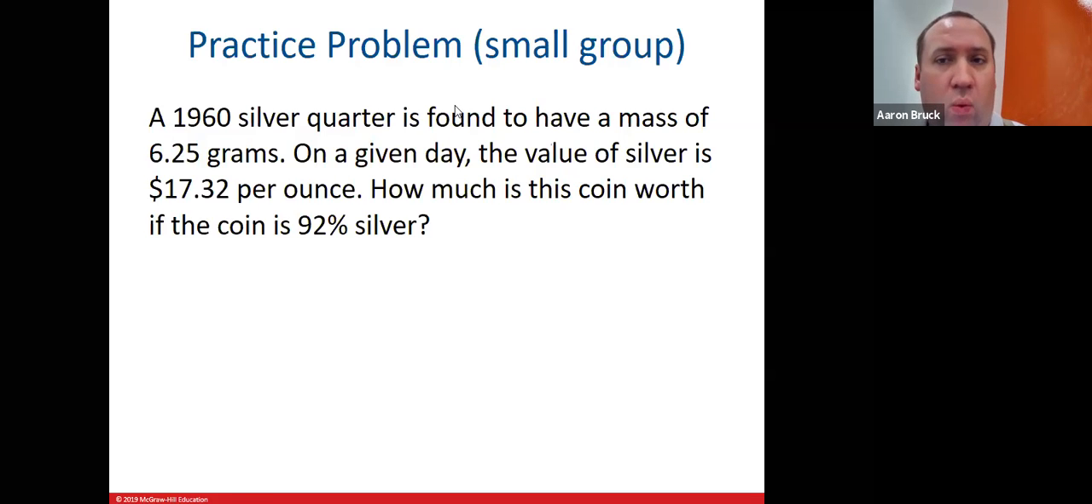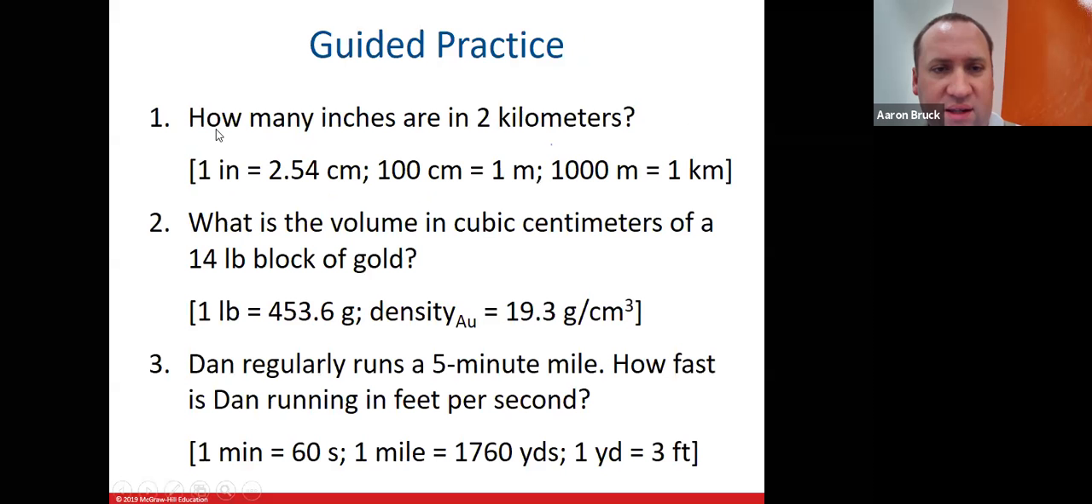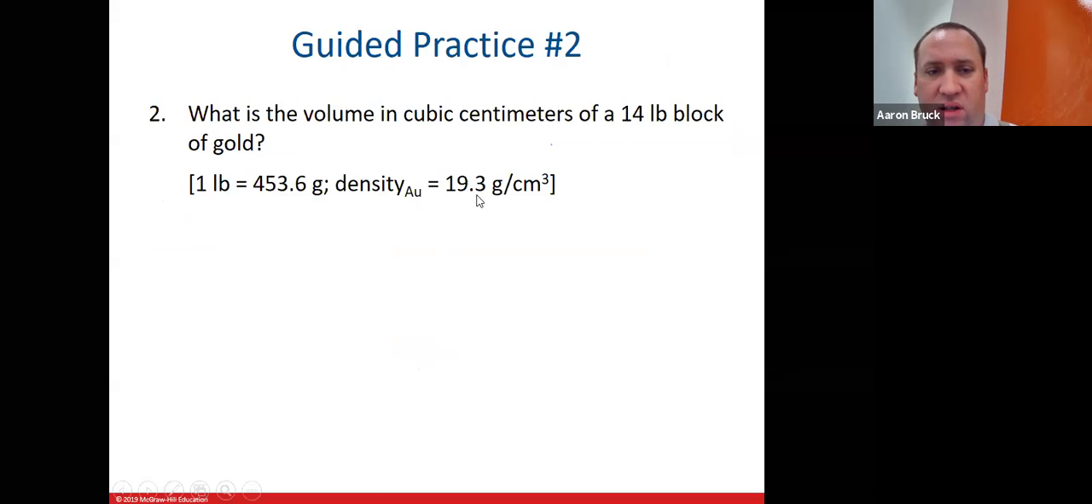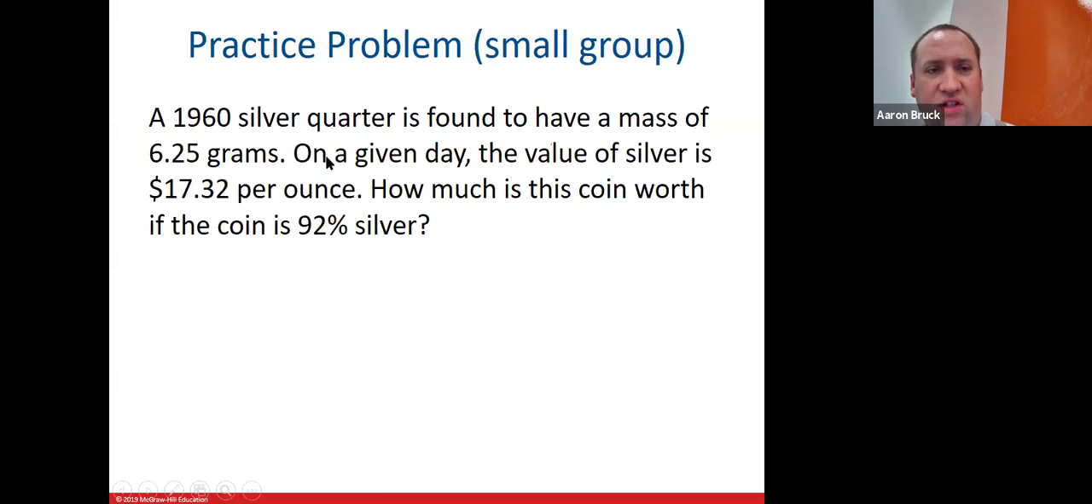So one piece of information that you need that you do not have yet, we're going to have to go back to our conversion table here. 1 ounce is equal to 28.35 grams. So we're going to add that information here.